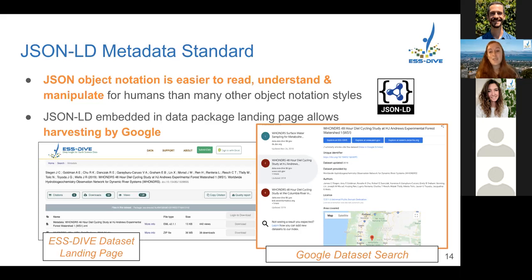And we use JSON-LD specifically, which is JSON for linked data. It's used by Google, so all of our data packages, whether submitted via the API or via the web interface, have JSON-LD embedded into them, and this allows them to be harvested by Google. As you can see down here at the bottom, we have an example of an ESS-DIVE data package landing page, and that is automatically harvested by Google. So via the Google dataset search, you can see the Google version of the data package with all of the same metadata, which will just increase the visibility of your data package. Always better to have more citations and more eyes for your data package. Okay, next slide.